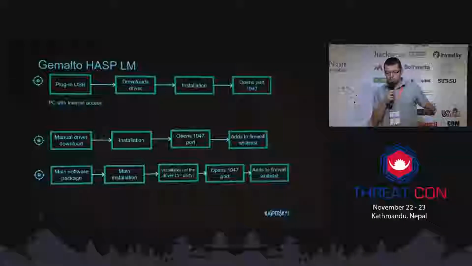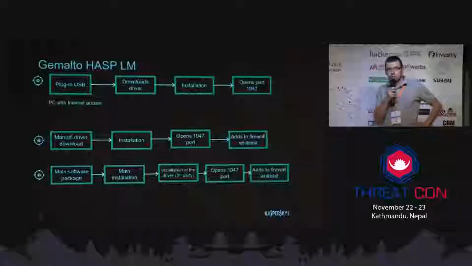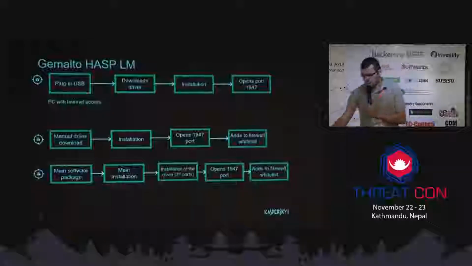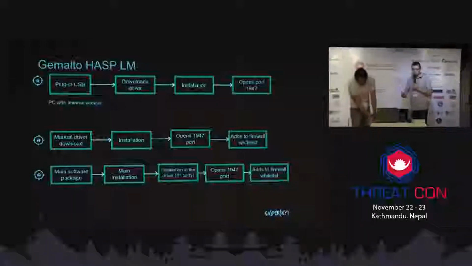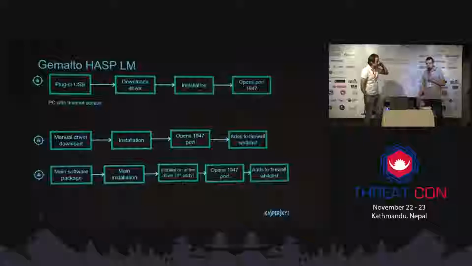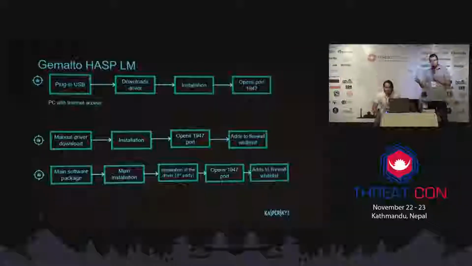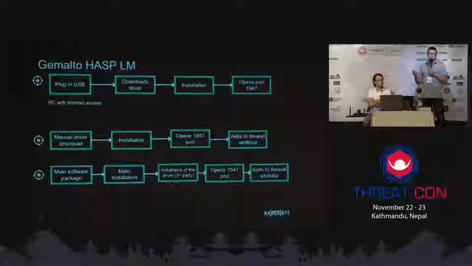So there are three ways. The first way: you plug the token into a PC with a Windows system. Windows identifies the token ID, searches Windows Updates, and downloads the software driver. Along with the driver, a service is also installed. The service opens port 1947.